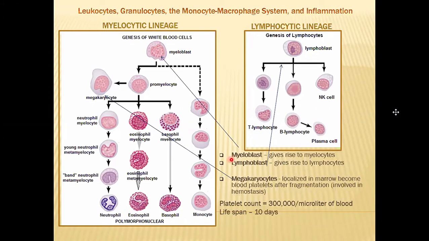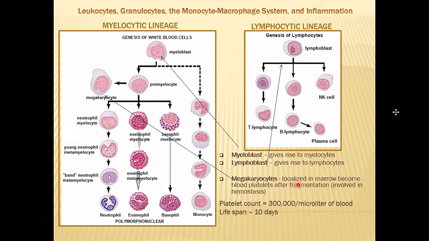And then your lymphoblast, on the other end of the spectrum, will give rise to the lymphocytes. Then you have three populations of lymphocytes: the T lymphocytes, the B lymphocytes, and the NK, or the natural killer cells. Okay? So upon antigenic stimulation, you activate your B lymphocyte. It will differentiate into a plasma cell, and the plasma cell now will form the antibody molecule, the immunoglobulin molecule.